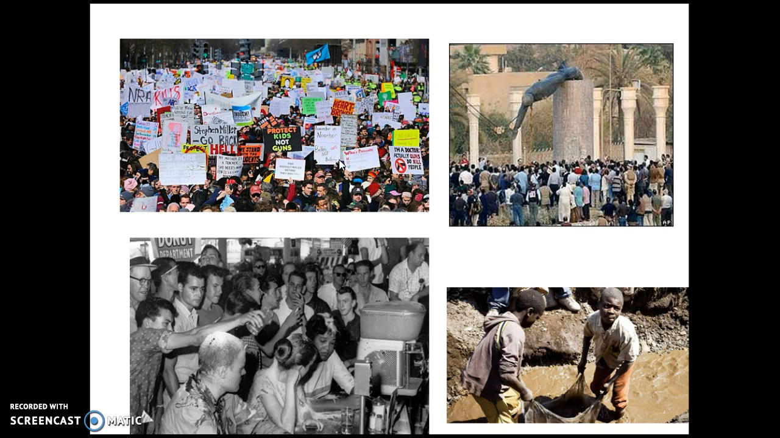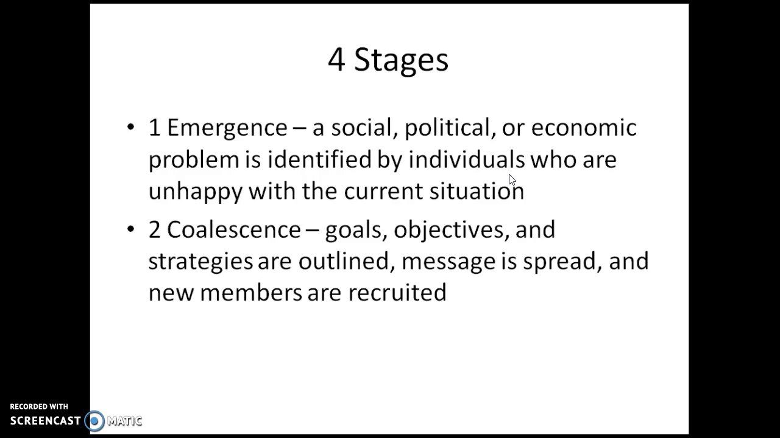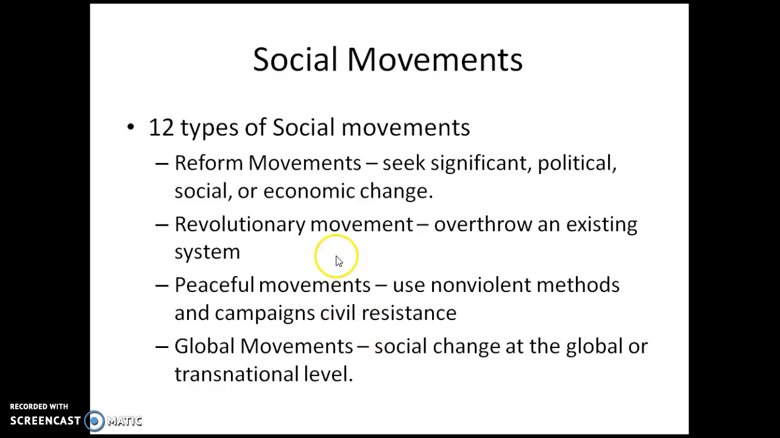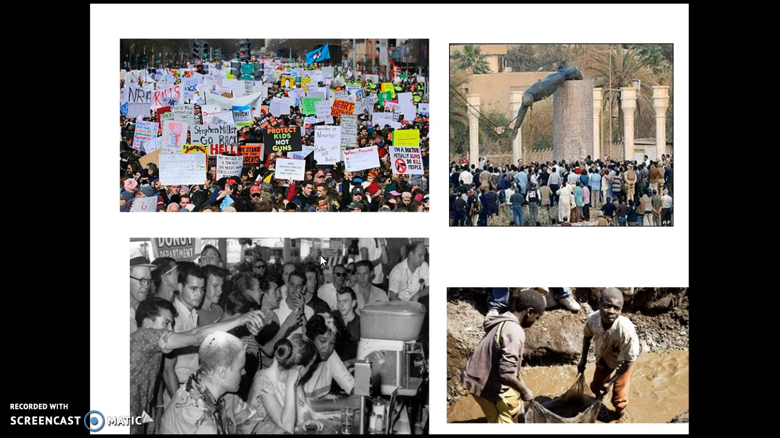The second is when we saw the overthrowing of the Iraqi government after the U.S. invaded. This would be them tearing down the statue of Saddam Hussein. And again, this would be an example of your revolutionary movement where you're overthrowing an existing system.